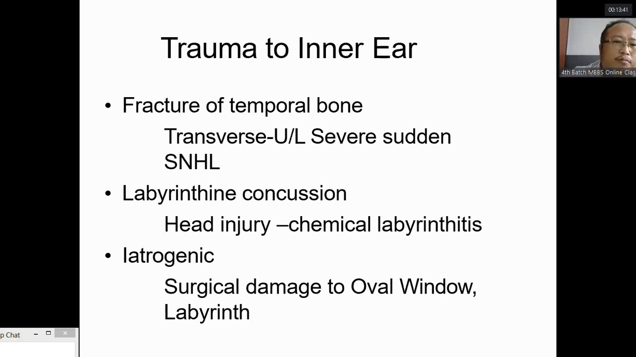So some cases of hearing loss might be due to trauma, like fracture of the temporal bone. In case of longitudinal and transverse types, there might be a sudden sensory hearing loss due to injury to the otic capsule. In labyrinthine contusion, due to head injury, or due to chemical labyrinthitis, and during surgery, damage to the oval window or labyrinth might cause hearing loss, iatrogenic.